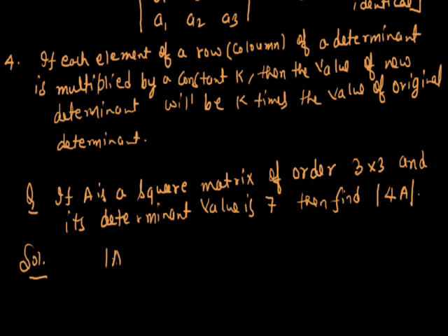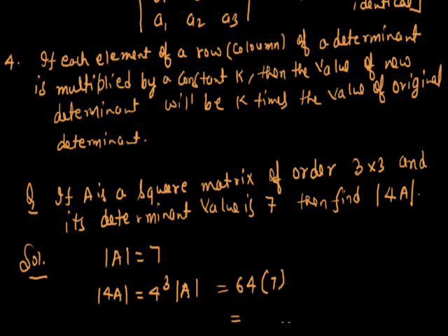Now here given determinant A equals 7. We have to find determinant 4A. Now A is a square matrix of order 3 by 3, so determinant 4A will be equal to 4 cubed times determinant A. Now 4 cubed is 64, multiplied by 7. So 7 times 4 is 28, 7 times 6 is 42, giving 448. So this is the value of determinant 4A.